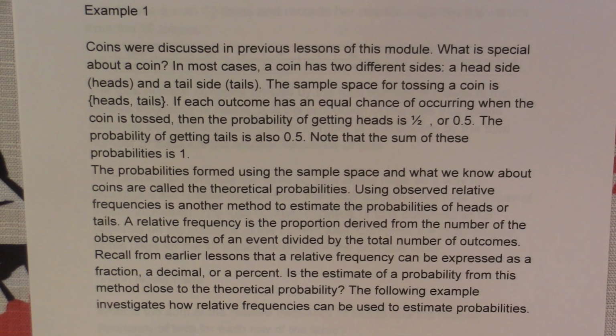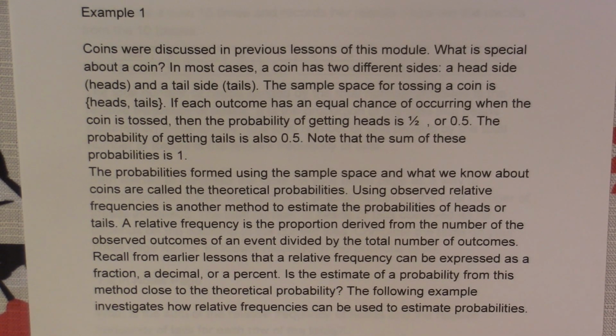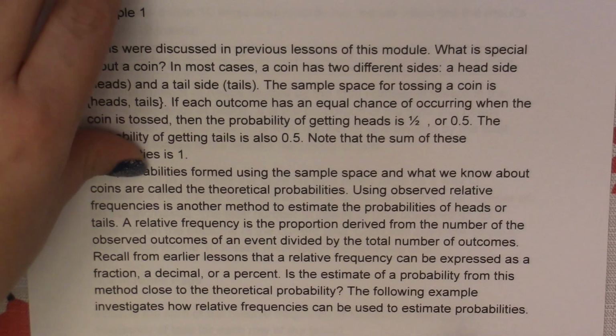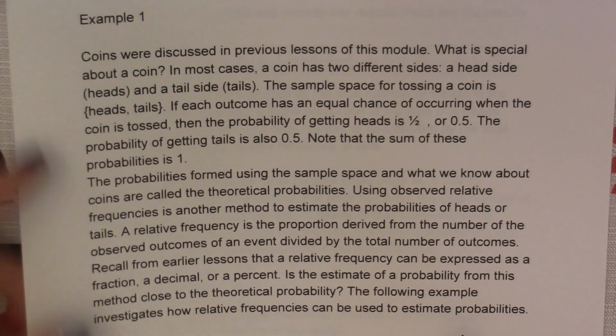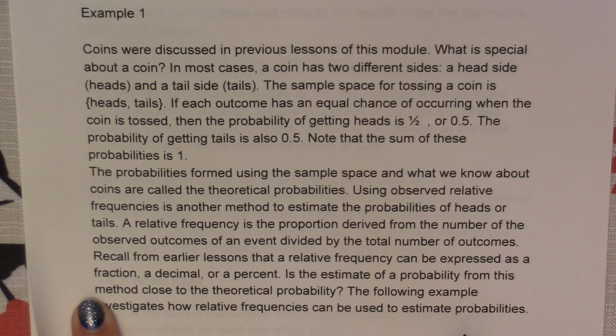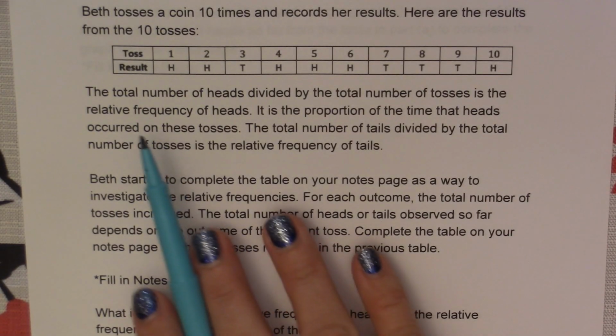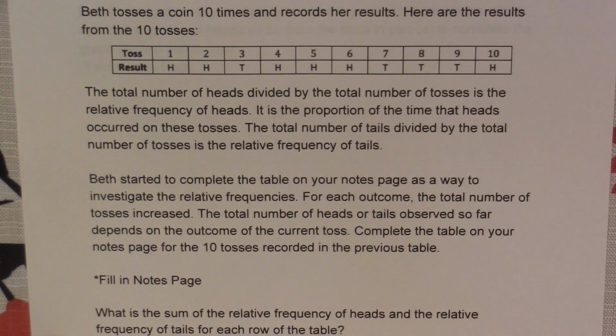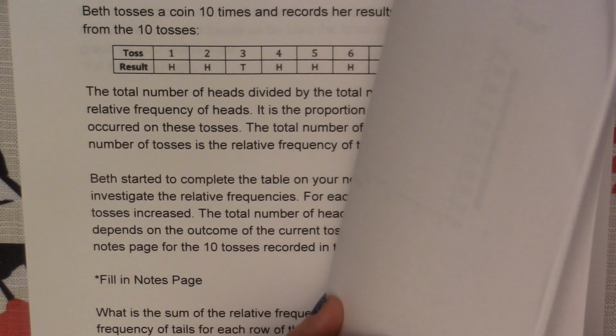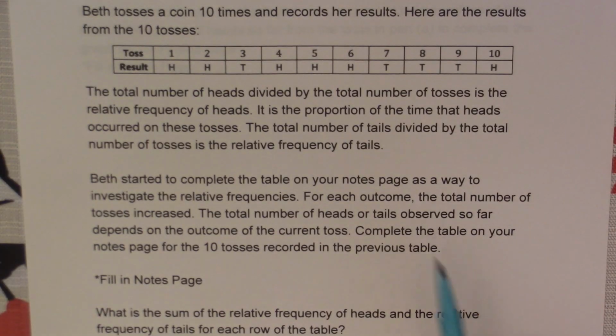The following example investigates how relative frequencies can be used to estimate probabilities. So we're going to be working through an example about tossing a coin, and we're going to be using what's called the relative frequency, which is similar to an experimental probability, to get close to estimating what the theoretical probability of something would be. All right, so you will need to make sure that you get a notes page from your teacher. There are some tables and graphs in here that will be helpful for you as you work through this lesson. So make sure you get that from your teacher.